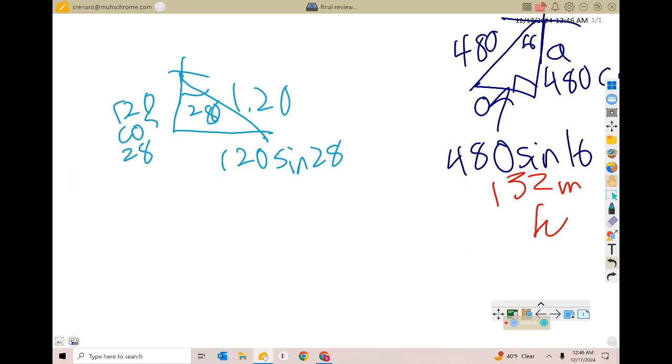Again, grab your handy dandy calculator. Run these numbers through. And we get about 120. It's really 1.2. Let me correct that. Is that right? Yeah, 1.2 kilometers.